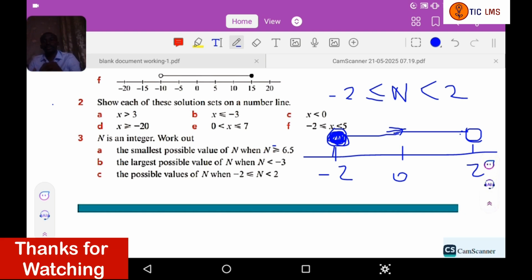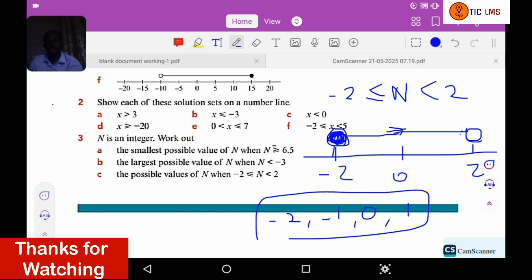So the possible values, we're not asked to really draw the number line, but sometimes, like I said, if you want to easily get it, you can draw it. So the values include -2, -1, 0, and 1. Take note that we are not expected to include 2 because it's not in the expression.